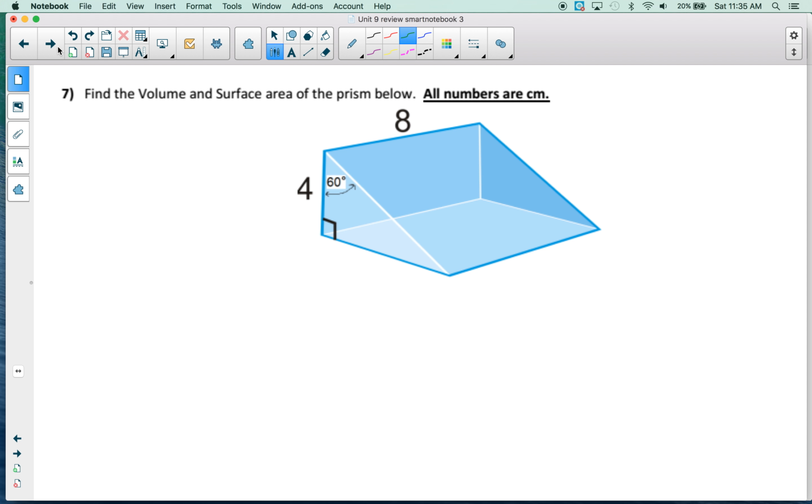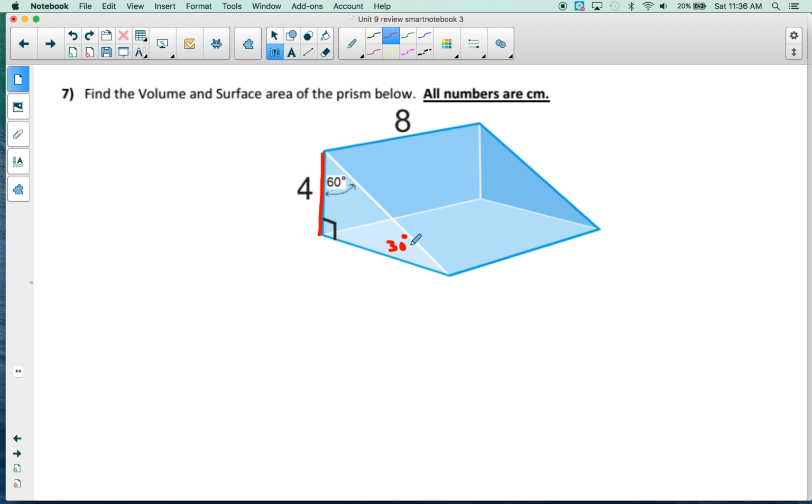Okay, I want to talk about this one because this was one that the kids really struggled with because you forgot your 30-60-90 rule. Here is a right triangle, right? And you could use the Pythagorean Theorem if you knew one of these other sides. You don't. So this leg, which is 4, is across from the 30, right? There's the 30. How do I know that? Well, it's 60, 90, and 30.